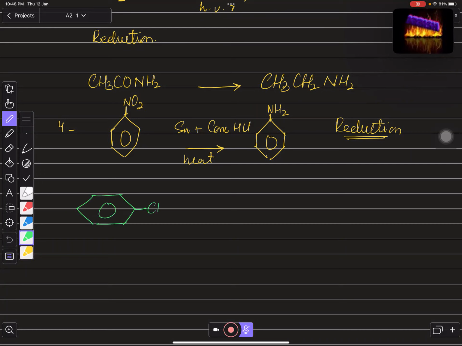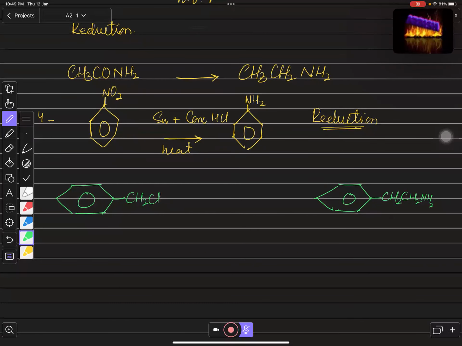For suppose I have this compound, and then I want to convert this compound into this compound. I want to convert this compound, which is CH2Cl, into CH2NH2. So how can I convert this, children? Can you do this? Yes, sir. Let's try this. Can you convert this compound into the required one?